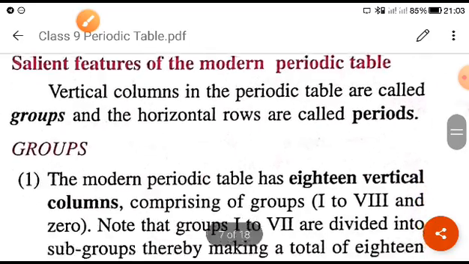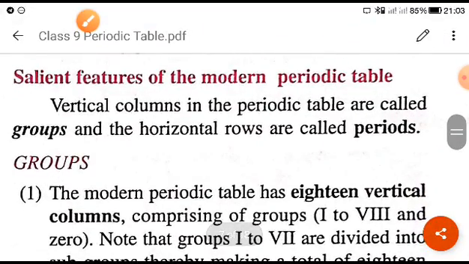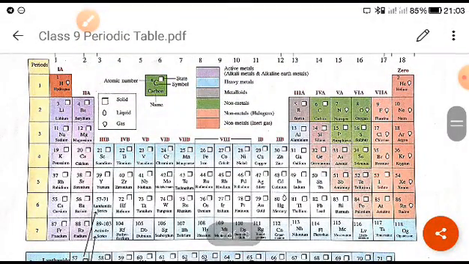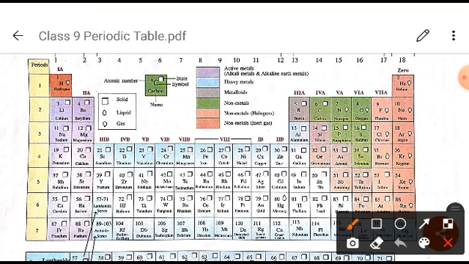Now next are the salient features of the modern periodic table. What are the features of the modern periodic table? This is the modern periodic table. In the modern periodic table, a vertical column is called a group, and a horizontal row is called a period. So what is this vertical row?